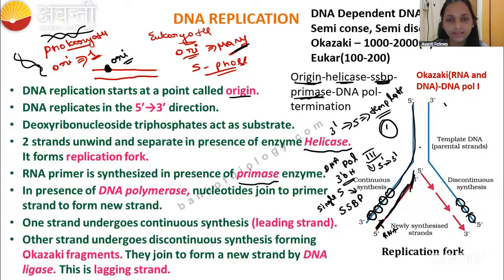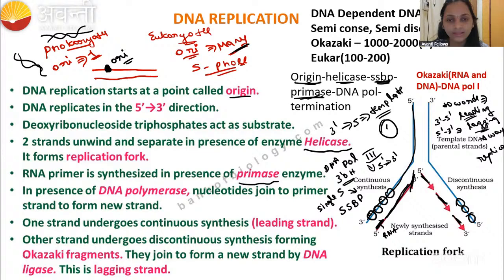It is going toward the replication fork. Towards means it is the leading strand. The leading strand is going towards the replication fork. Remember, the leading strand template is 3' to 5', whereas the lagging strand template is 5' to 3'. The lagging strand is moving away from the replication fork. Away from the replication fork. The lagging strand template strand is 5' to 3'. Now it goes on synthesizing.